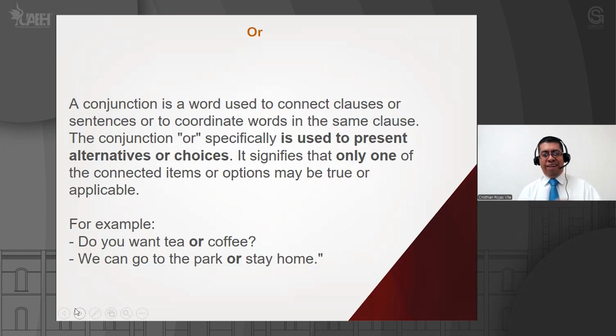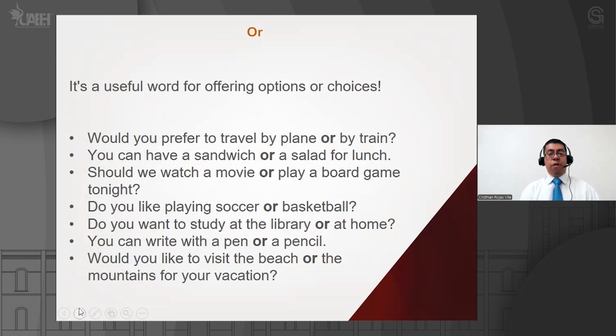You choose only one. And the second example, we can go to the park or stay home. So once again here, you only need to choose one of the two options presented. So now, let's continue with the next slide. Remember, it is a useful word for offering options or choices. In this case, of course, we're talking about or.